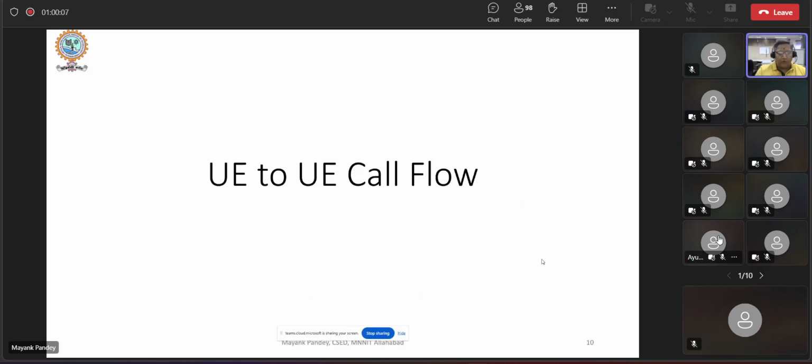UE to UE call flow. This is what we are going to do now. First of all, let me explain the things. I'll again come to these slides when we'll be showing you the actual implementation. Fine. Because I'll take 5 minutes to set up my cameras on my devices so that you can easily see what is happening.